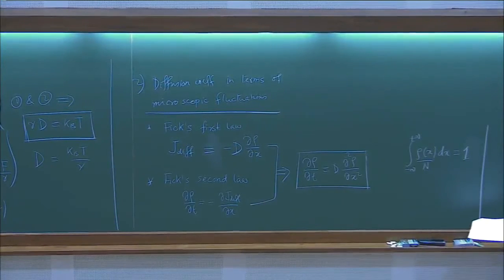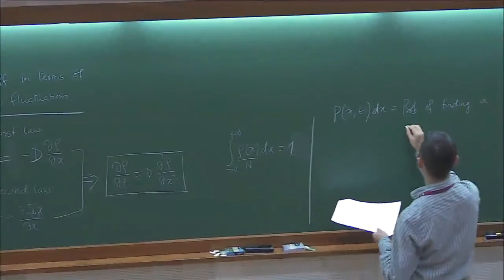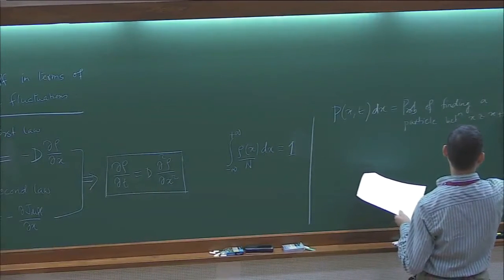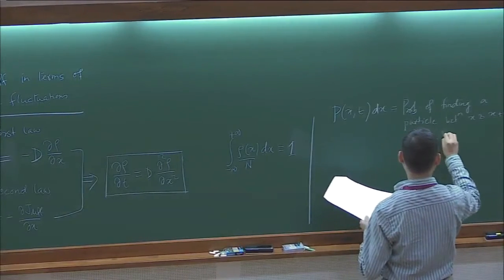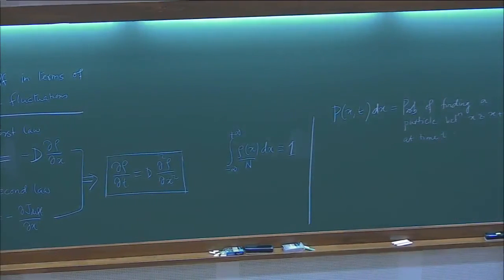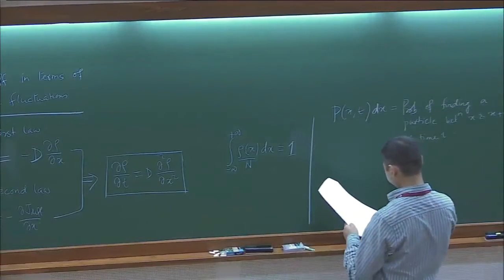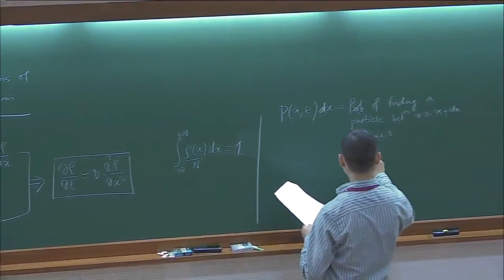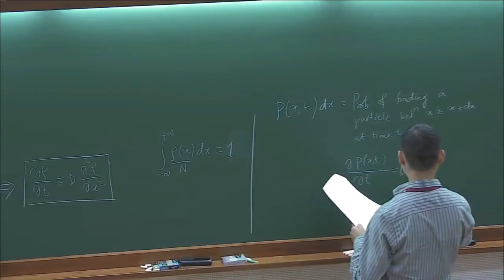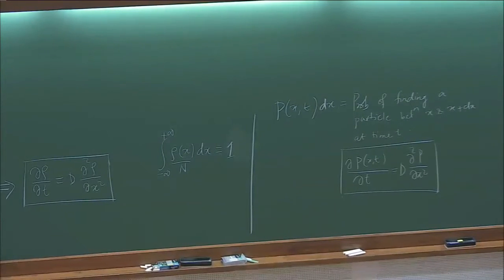This is the probability of finding a particle between x and x plus dx at time t. So this object P of x t and the density are basically the same for non-interacting systems. Therefore, this P of x t will also satisfy the same equation, which is del P of x t over del t equal to D del squared P over del x squared. So it will satisfy basically the same equation.